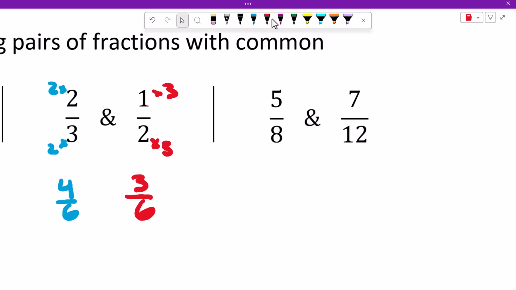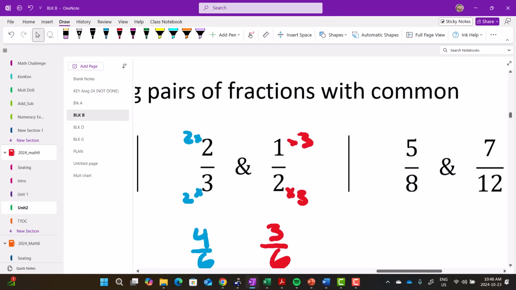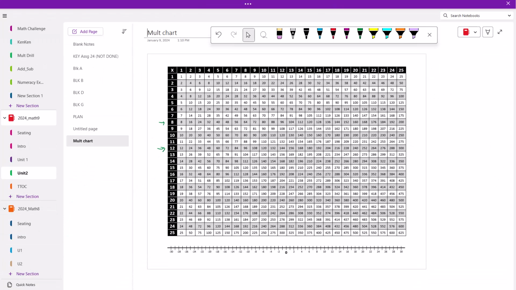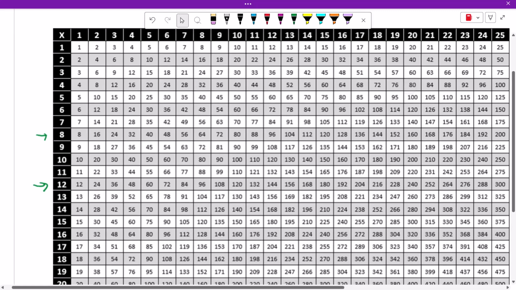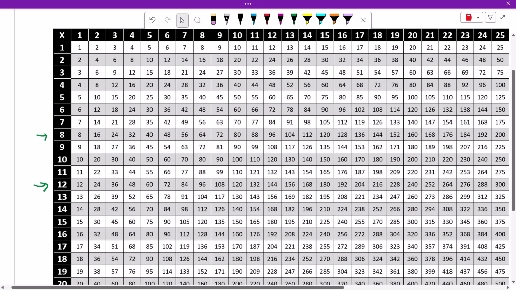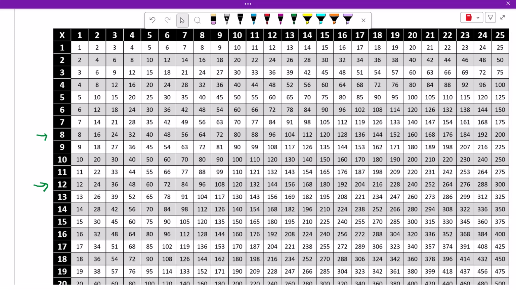So if you're not good at multiplying and you can't see what the common denominator is, here's a technique. I mean, for my grade 8 class, we talked about it last year. You can use your multiplication chart. You have one on the back of your notes. There's one on the back of your assignment. You find your denominator. So we have 8 and 12. And these are all the multiples of 8. These are all the multiples of 12. You want to find which ones they share in common.